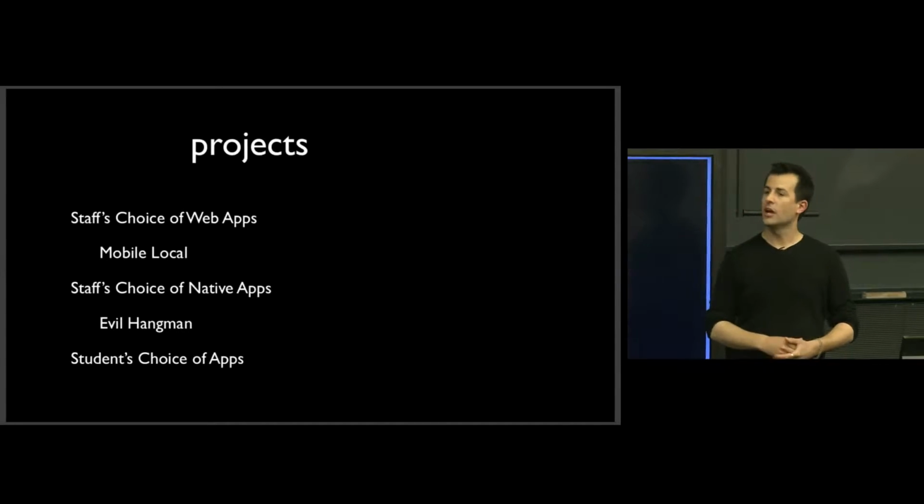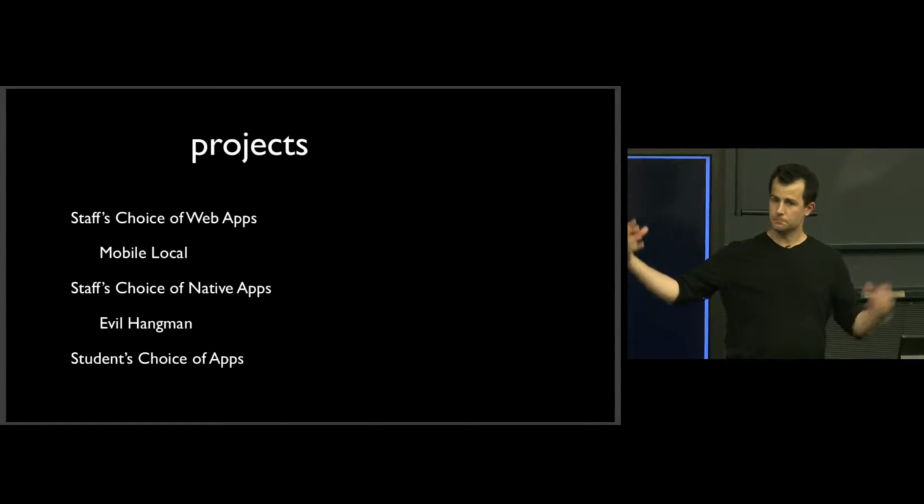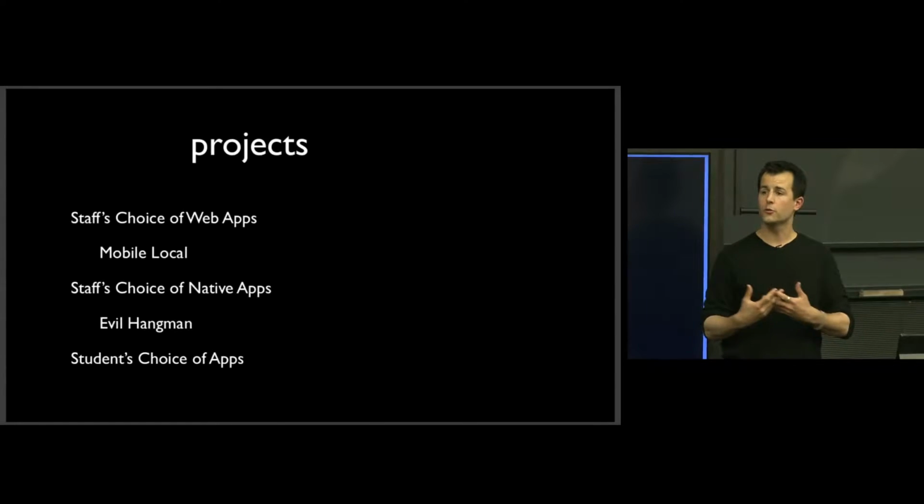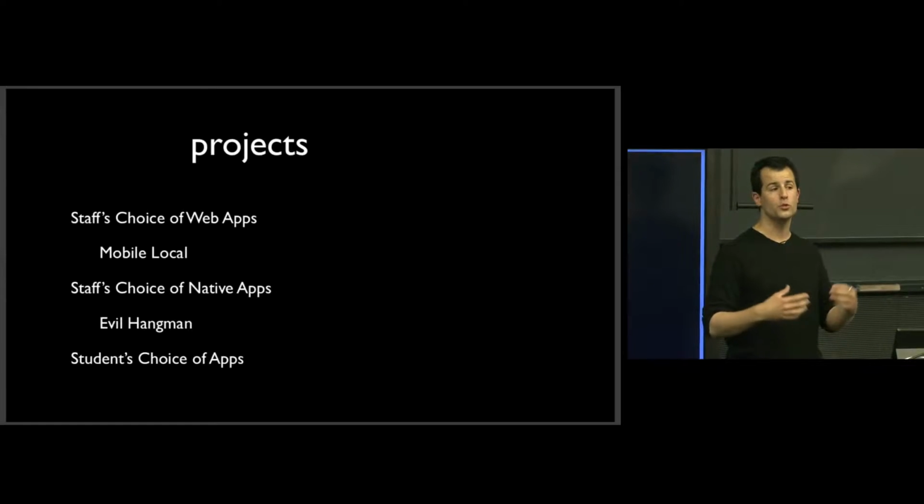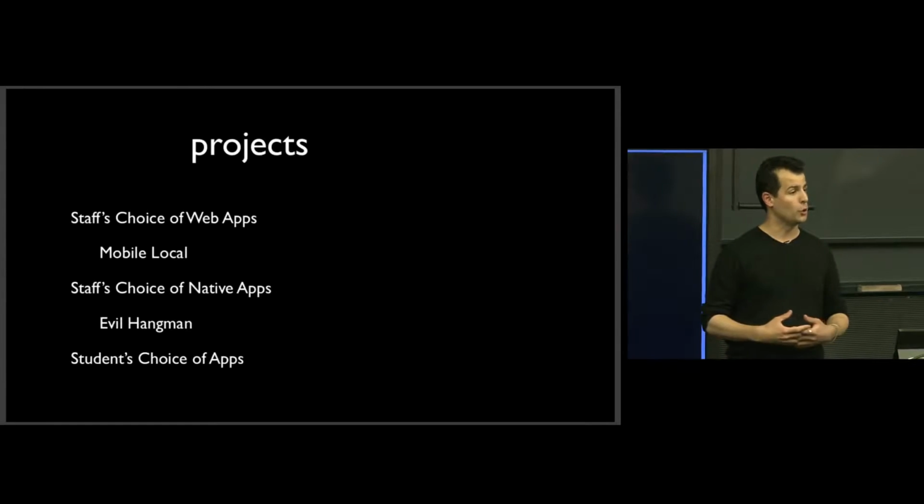The first 2 that are assigned, one will be themed mobile local. More on that Wednesday, but it will involve using the browser's geolocation API, using open data sets, and mashing things together into an interface that allows users to explore news and weather, all based on their current location.